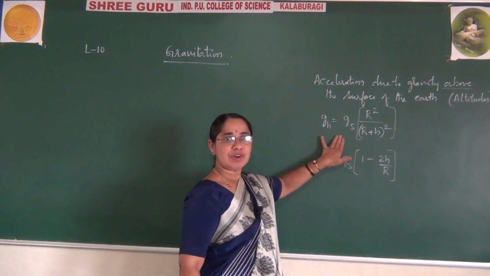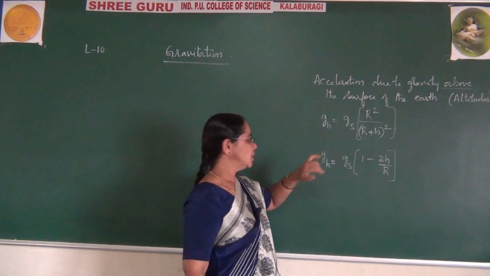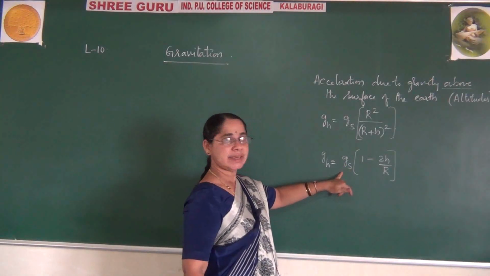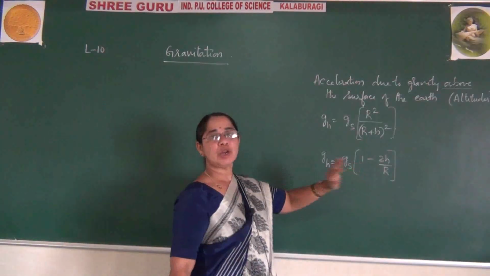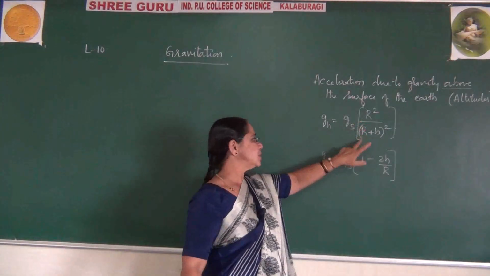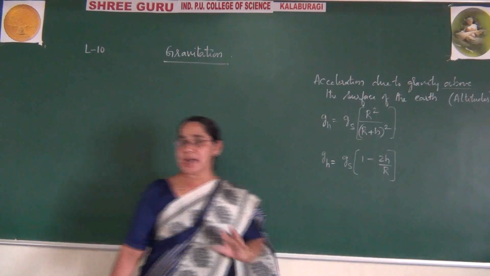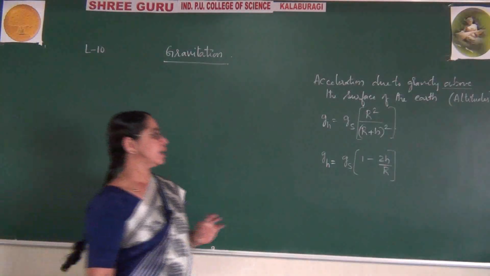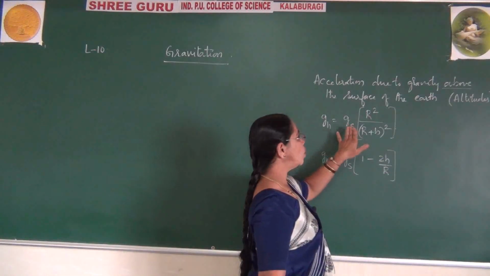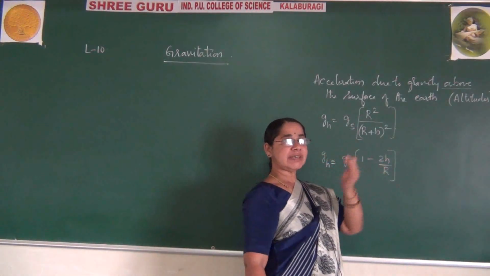First time we got this formula by equating the equations. But finally we got this. How did we get this? By using binomial expansion, we have reduced this condition to this. Okay. So now using this, I have explained in the earlier class where this formula holds good when it is above the surface of the earth.